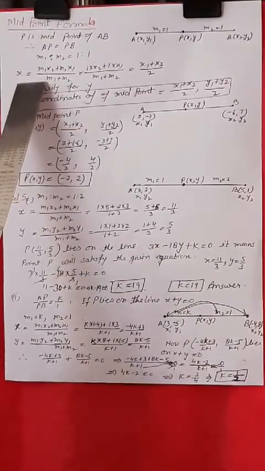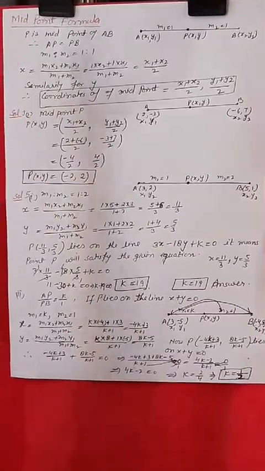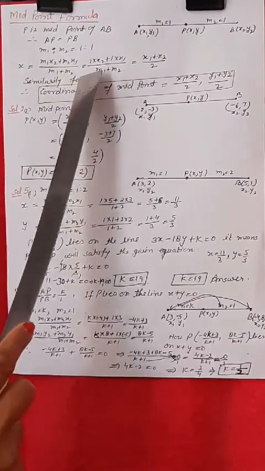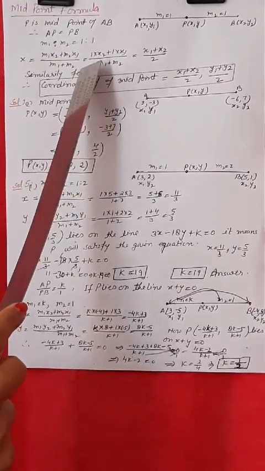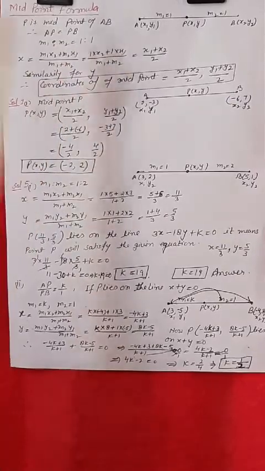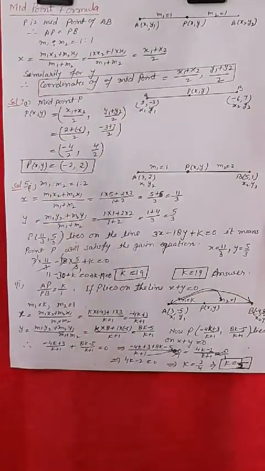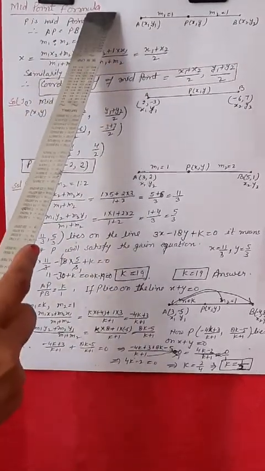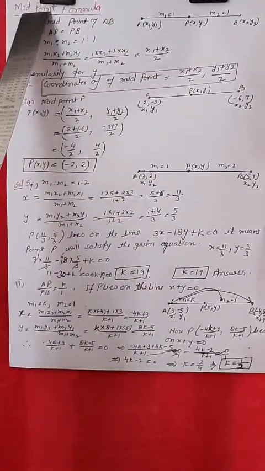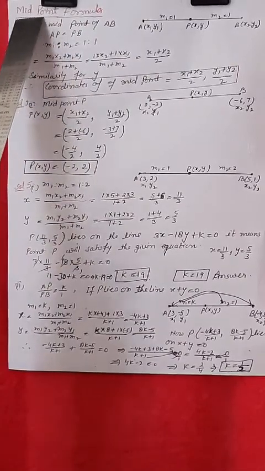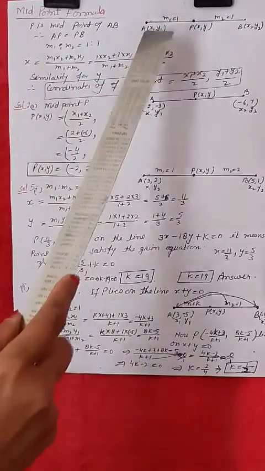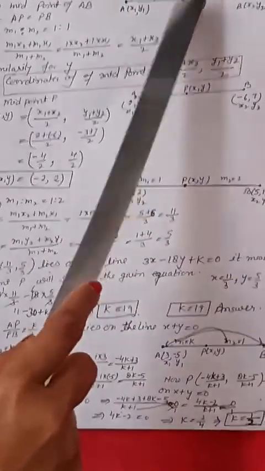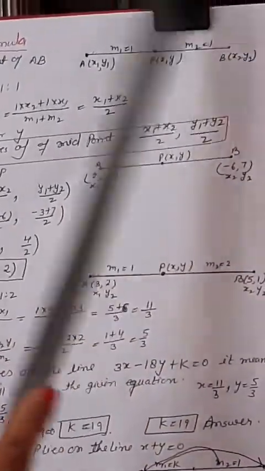And section formula coordinate, we have already learned that X is equal to (M1 X2 plus M2 X1) upon (M1 plus M2), and Y is equal to (M1 Y2 plus M2 Y1) upon (M1 plus M2). Now we are going to calculate the midpoint formula. This word midpoint, I hope you are understanding. Midpoint of a line means that the point divides the line into 2 equal parts.